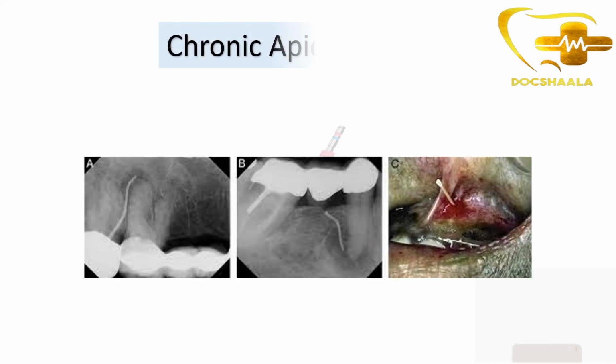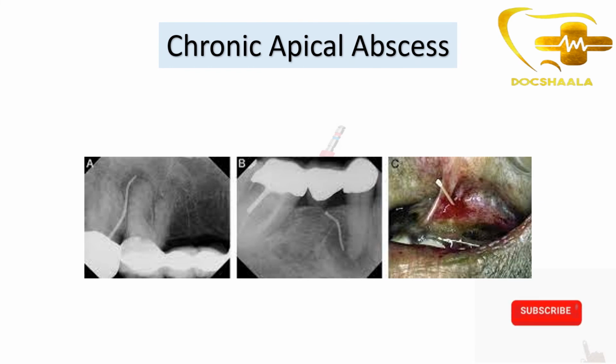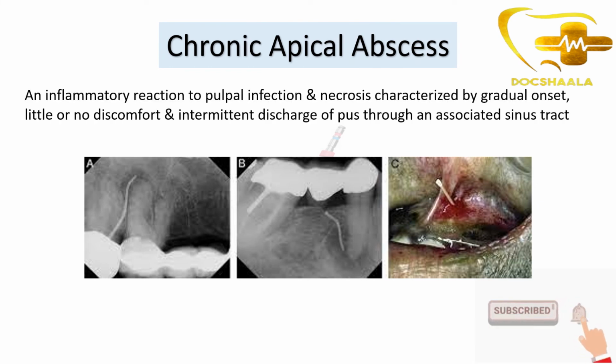Then chronic apical abscess. Chronic apical abscess is an inflammatory reaction to pulpal infection with gradual onset. Since it is chronic, of course it is gradual onset, with little or no discomfort and intermittent discharge of pus through a sinus tract. You can observe the sinus tract here that is producing pus.